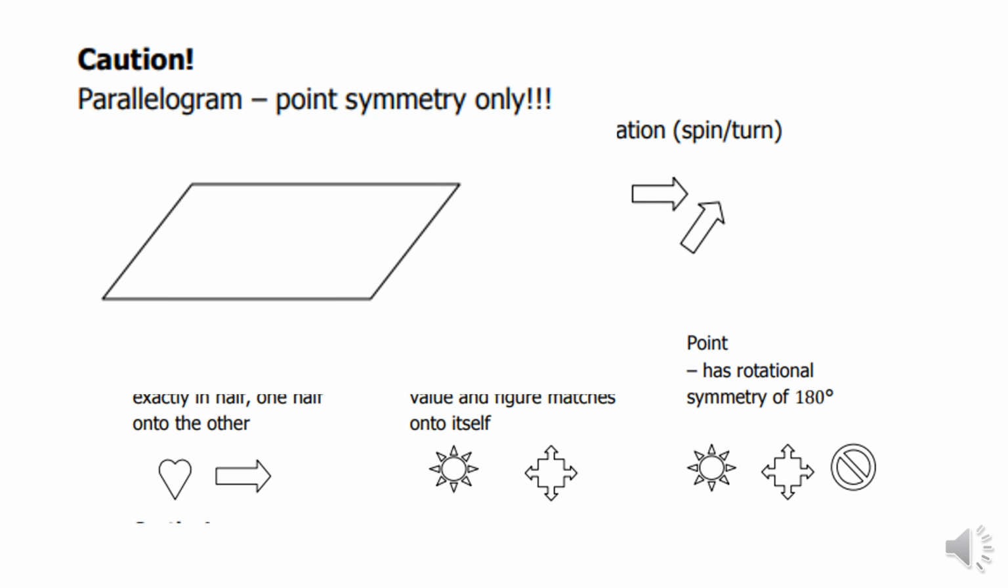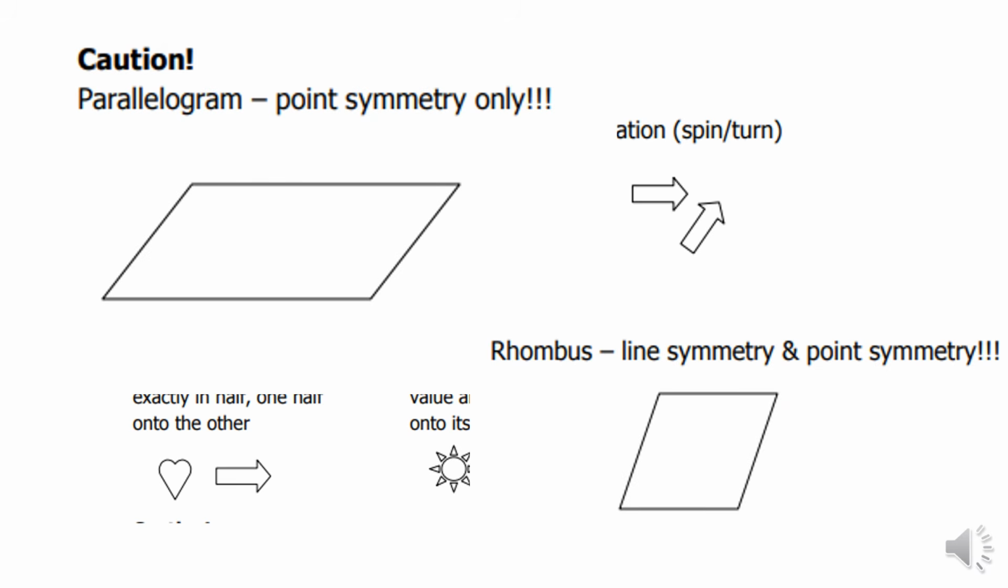Be careful, parallelograms only have point symmetry. You can't fold that in half. A rhombus, however, has line and point symmetry because all the sides are equal to each other.